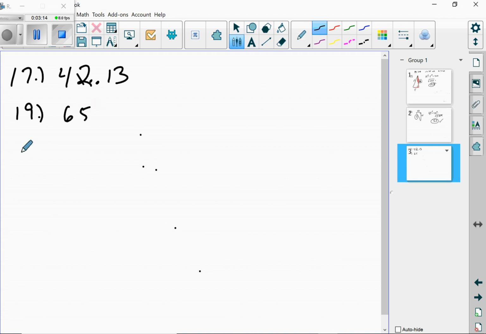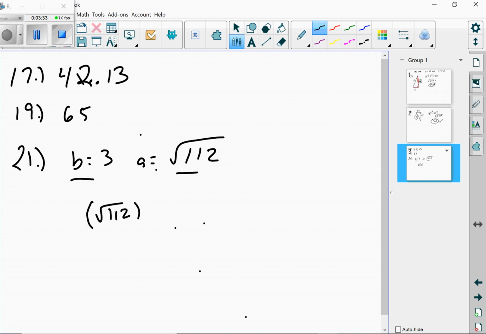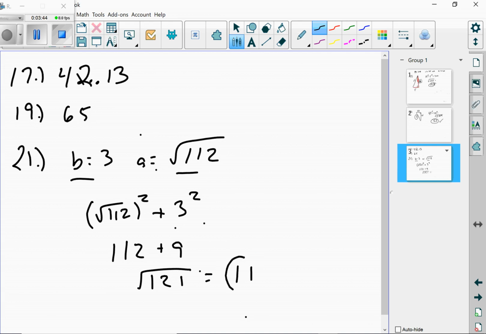Okay, on number 21, all right, so I got B equals 3, and A equals the square root of 112. So I'll just kind of go through how to do this problem. These are both legs. We're going to add them. So I got square root of 112 squared plus 3 squared. So this is just 112 plus 9, which equals 121. Square root that looks like 11 to me. Okay, I got 11 in the book, right?